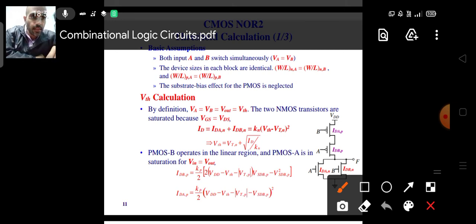Be attentive here. To understand it, let's assume that the resistance offered by the two devices, the two PMOS, is equal. If the resistance offered by the two PMOSs is equal, then the voltage drop across the two devices will be equal, right? So the source of the B PMOS is connected to VDD and the drain of the A PMOS is connected to the output.